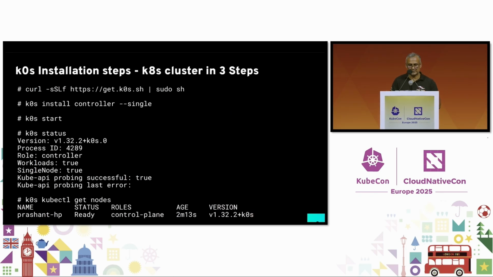So this is the K0s installation step. We have only 3 steps, and you get a Kubernetes cluster running in 2 minutes. Right, so you just download it, install it, and start it. You have your control plane and your node.